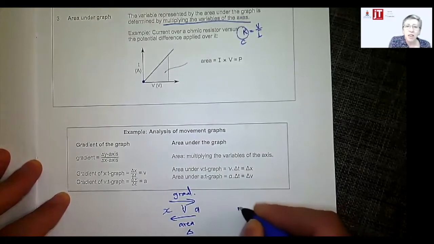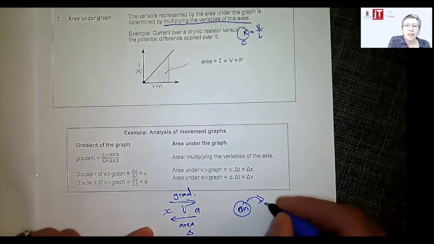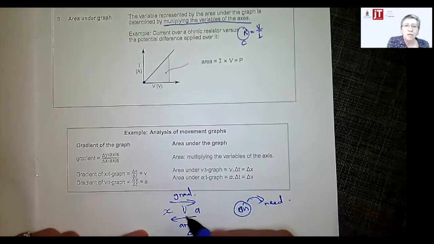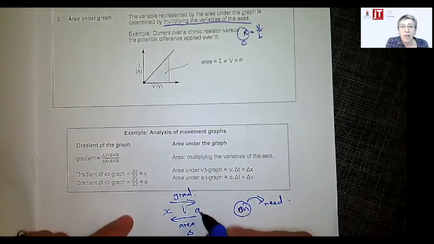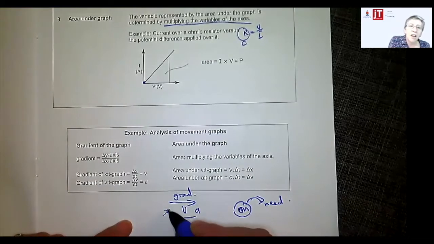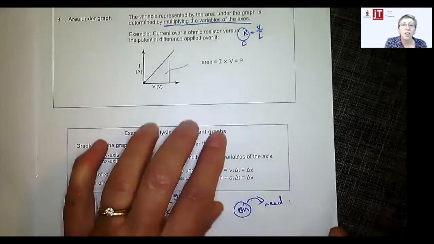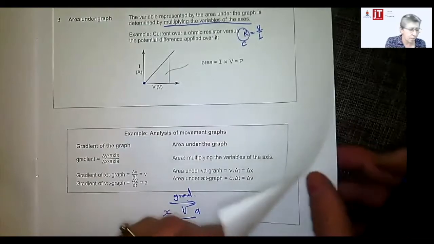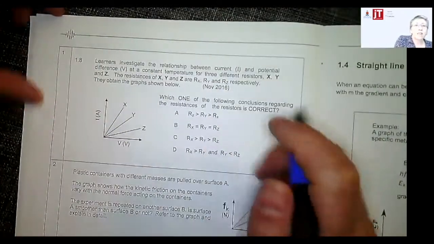So you had to start out and say, I am on whatever graph, and then what do I need, right? So you're on a vt graph and you need a, it will be the gradient of that graph. If you're on a vt graph and you need the change in x, that will be the area underneath the graph. So that you've done already in grade 10. Okay, moving on. Let's just do 3 quick examples where we are going to use that, right?